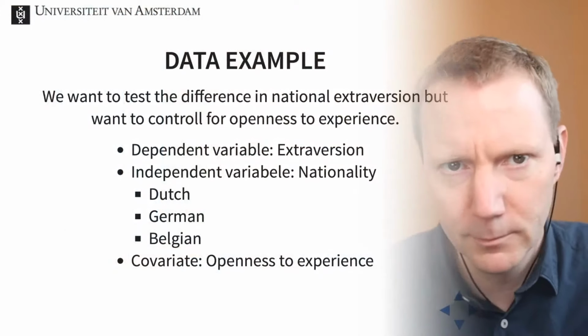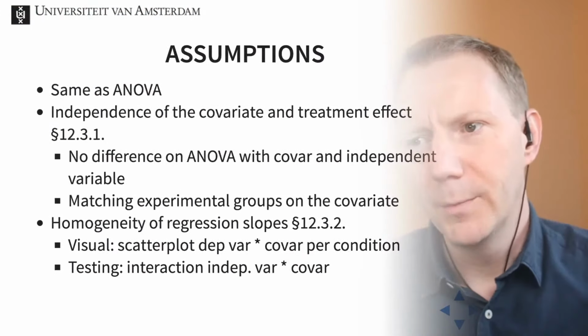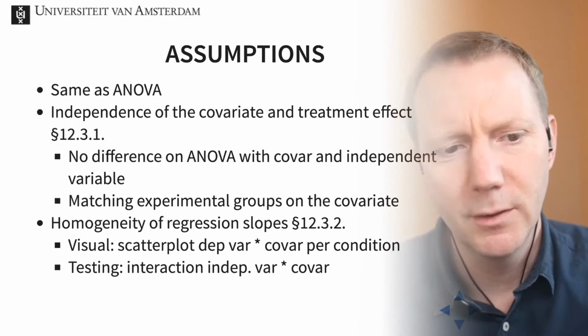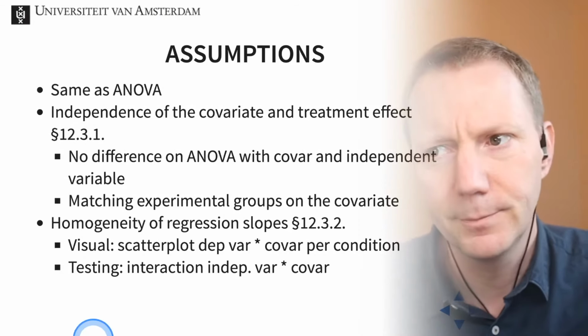It would be violated, for example, if there's a positive relation for the Dutch and the German people, but for the Belgian people, the higher your openness to experience, the lower your extraversion level would be. Well, that would be a clear violation of this assumption. Does that make sense? Yes. Very good. And there are two ways to actually look at this.